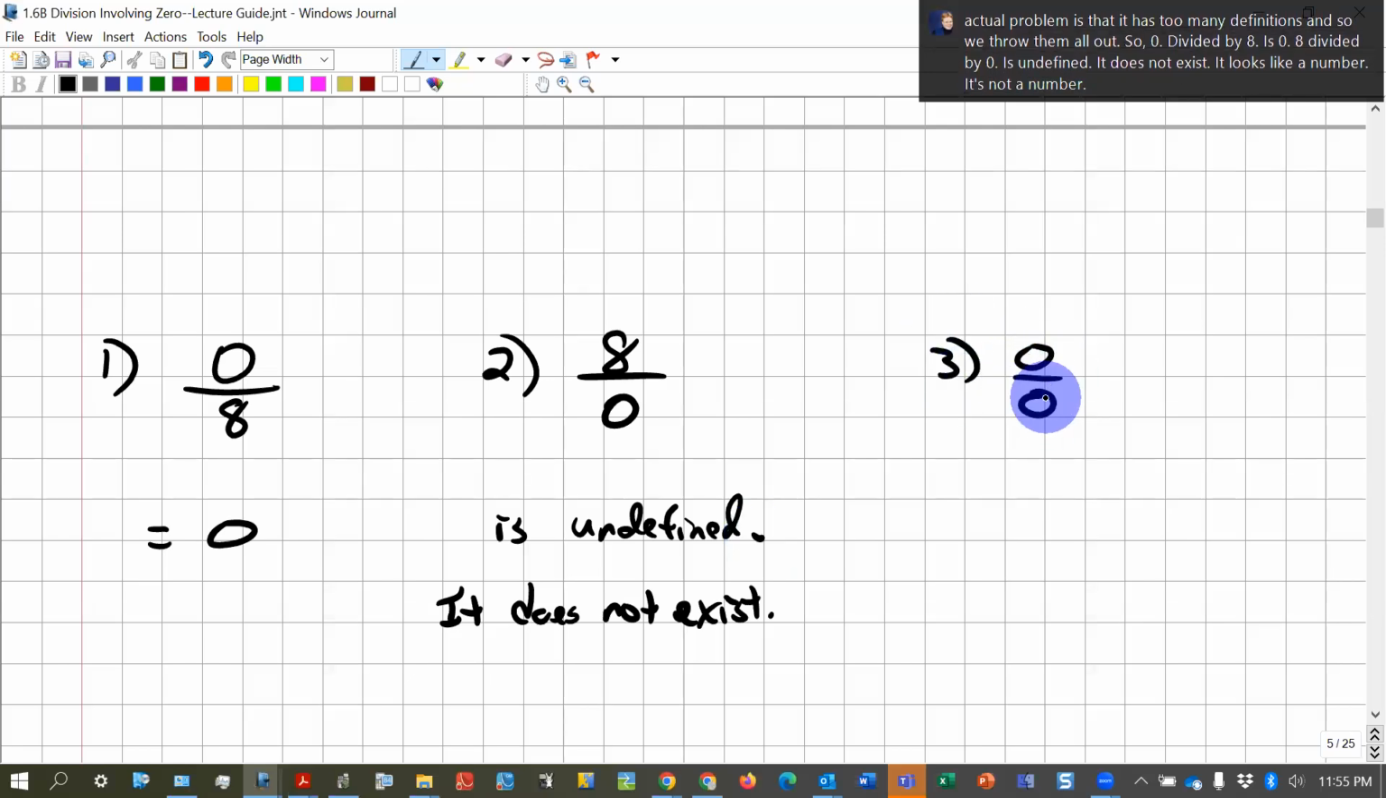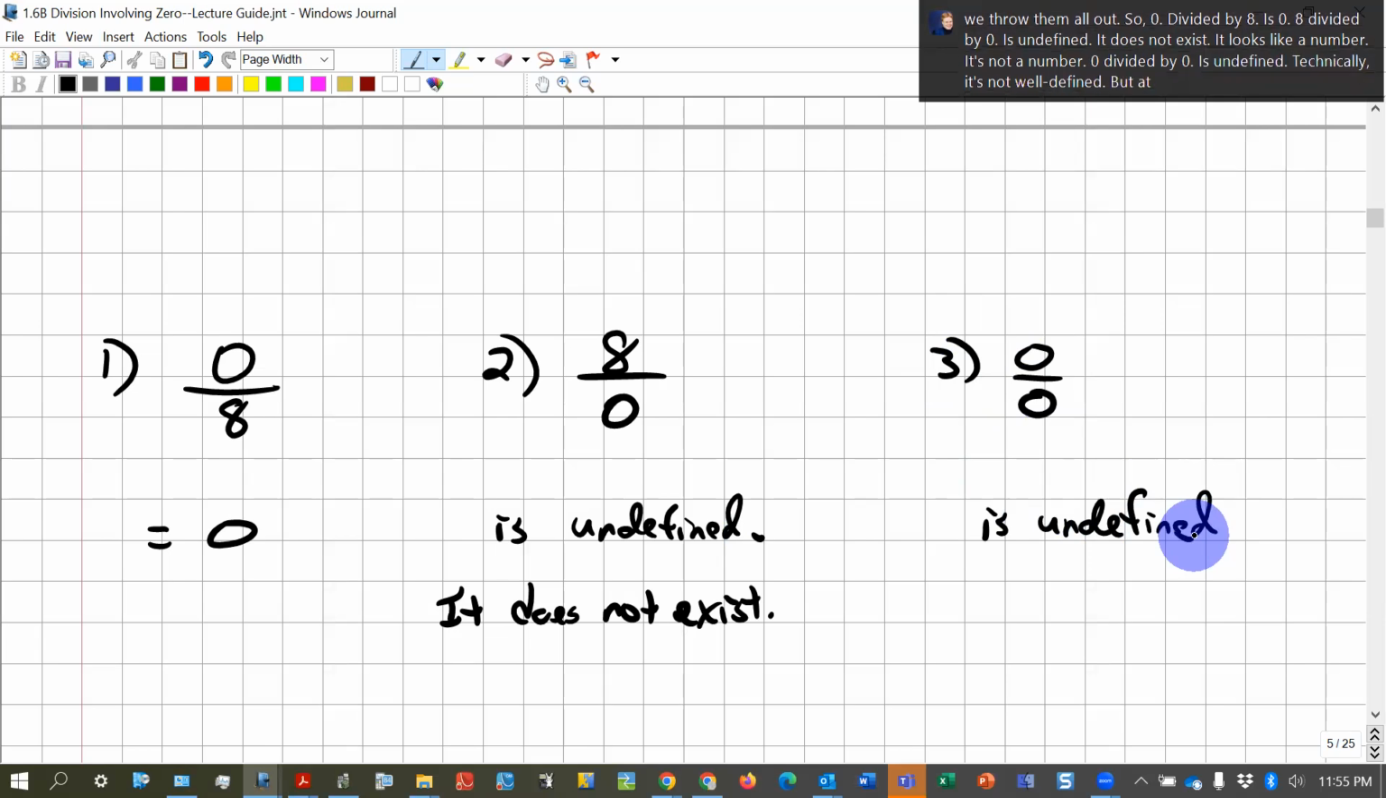0 divided by 0 is undefined. Technically, it's not well defined, but at this level of your studies, if you say that it's undefined, that's a perfectly acceptable answer.